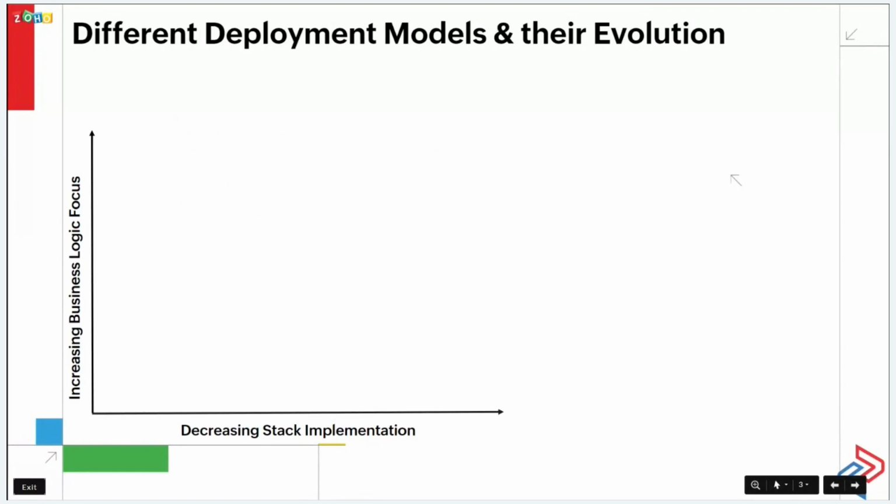So before we get into what cloud total cost of ownership is, how do you reduce it? Let's take a look at how different deployment models have evolved over the years. In the graph that you see here, you see a decreasing stack implementation on the bottom and increasing business logic focus on the y-axis.